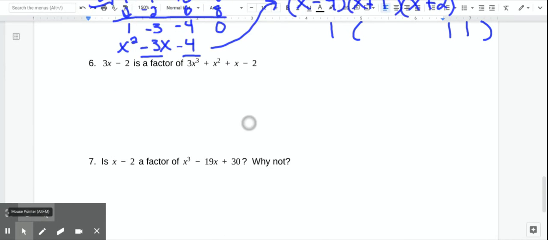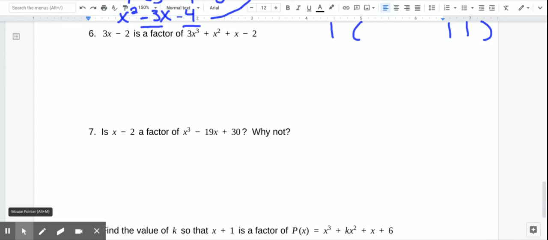All right, let's check out one more on this video. So we're told that 3x minus 2 is a factor of this thing. We want to find the rest of the factors. Now, because we have 3x minus 2, we cannot use synthetic division on this. So we're going to have to go back to long division.